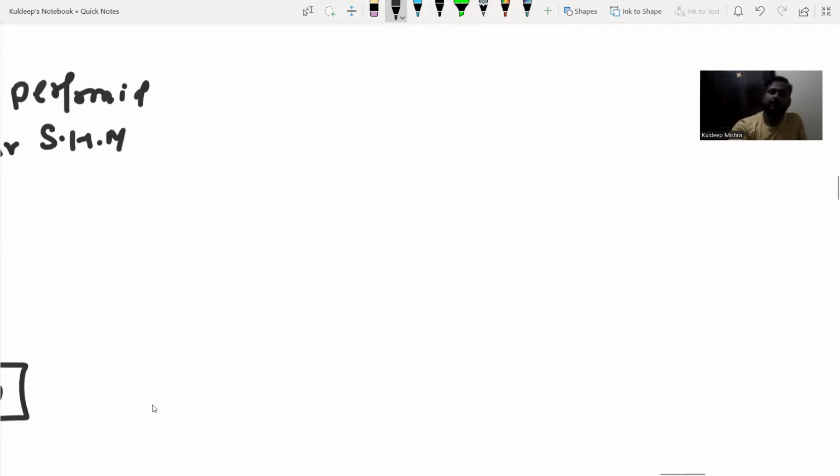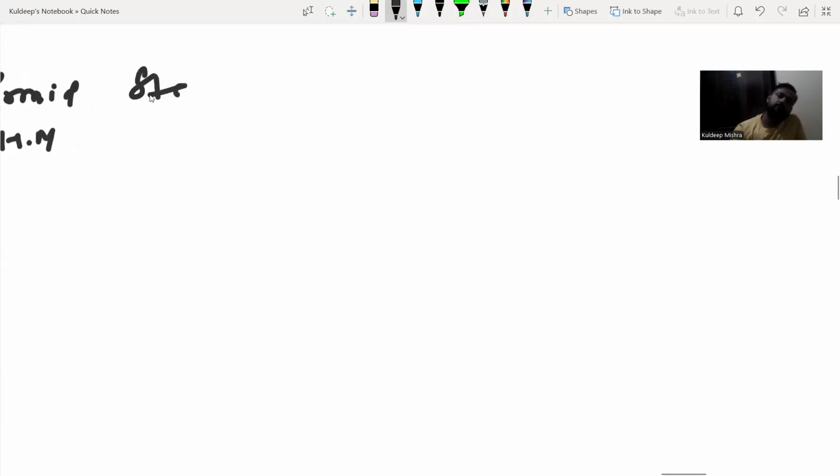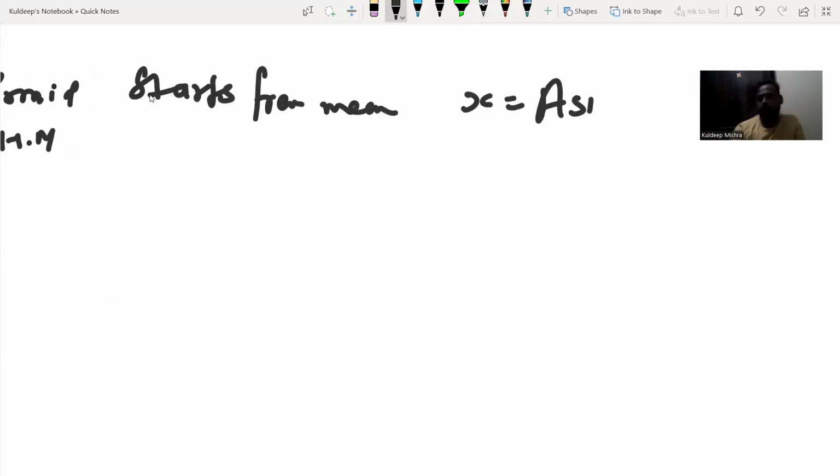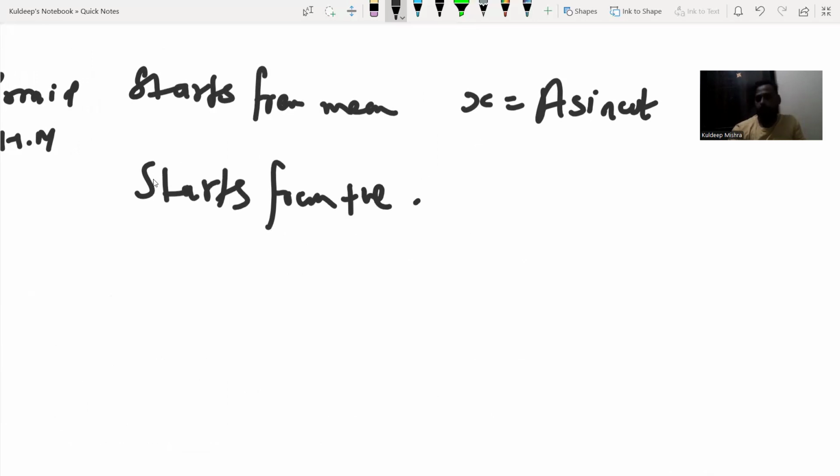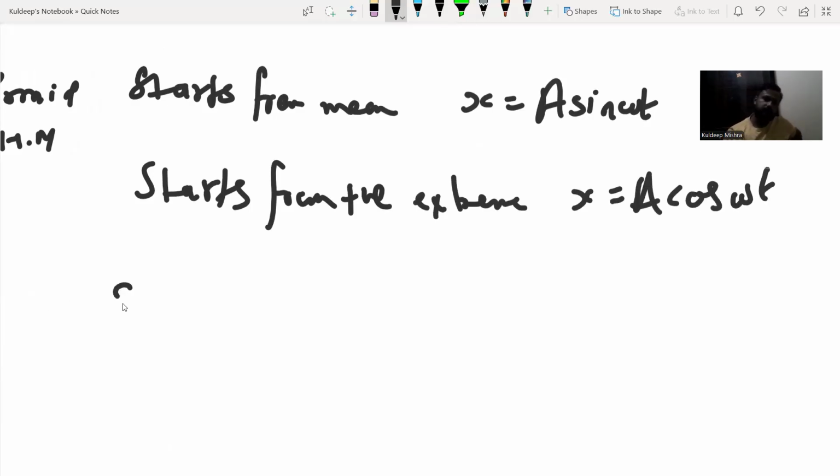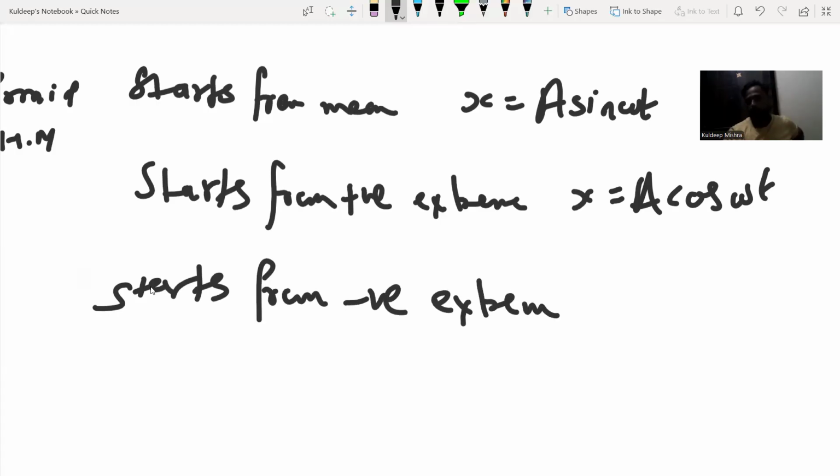And we just saw about displacement. If the body starts from mean position, displacement is a sine omega t. If the body starts from extreme position, let us say positive extremity, it is a cos omega t. And if the body starts from negative extremity, x is equal to minus a cos omega t.